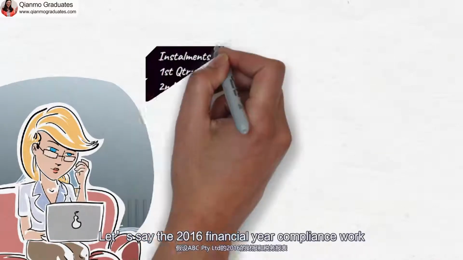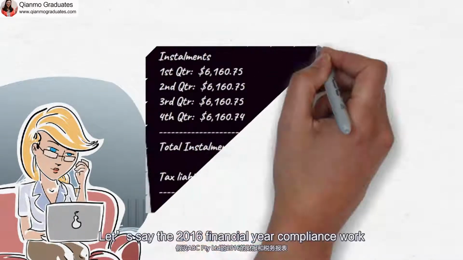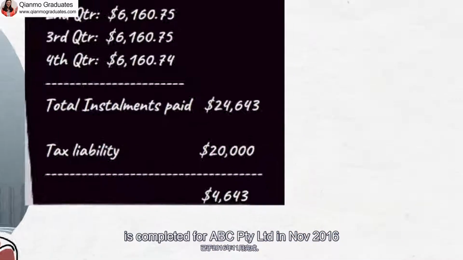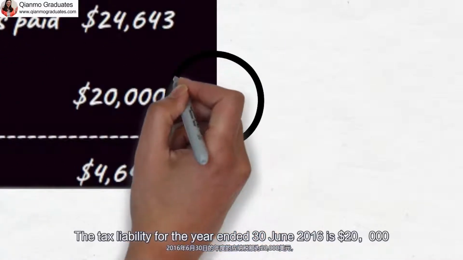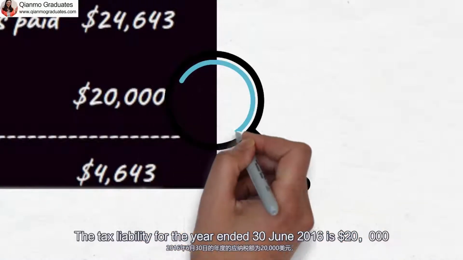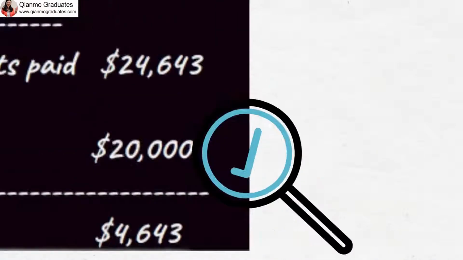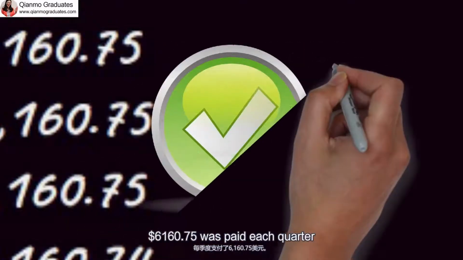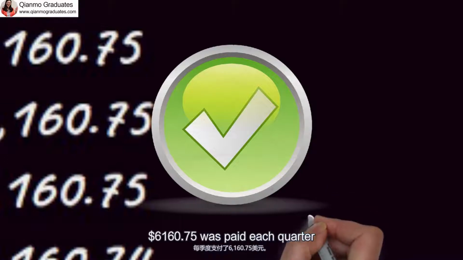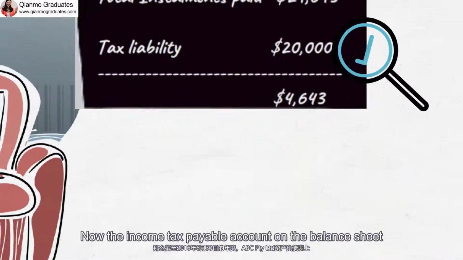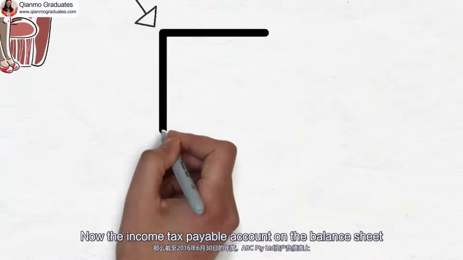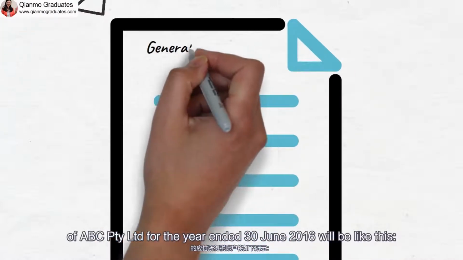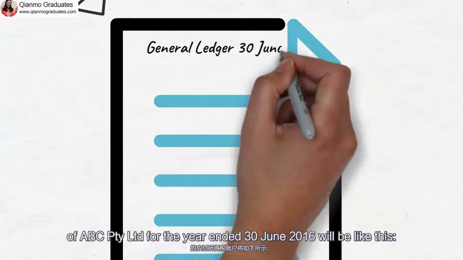Now, how does it reflect in a business account? Let's say the 2016 financial year compliance work is completed for the ABC Pty Limited in November 2016. The tax liability for the year ended 30th June 2016 is $20,000. However, 4 income tax installments have been paid. $6,160 was paid each quarter. Now the income tax payable account on the balance sheet of the ABC Pty Limited for the year ended 30th June 2016 will be like this.